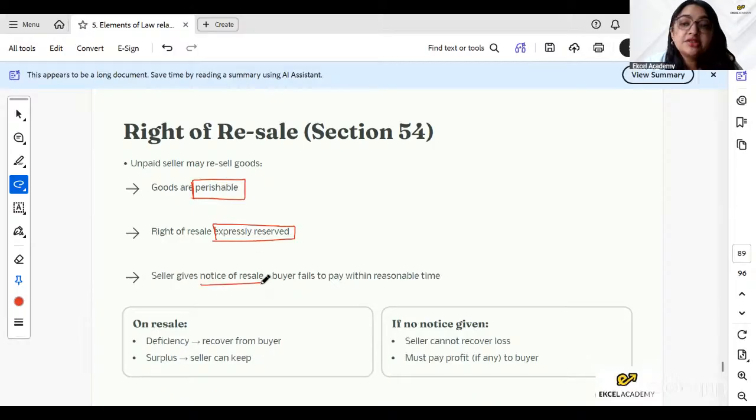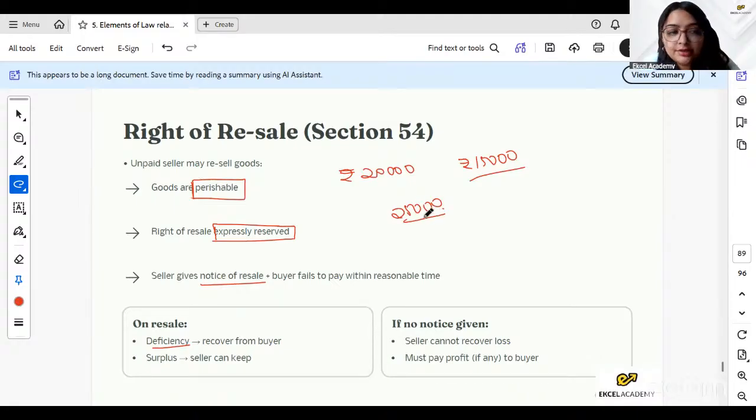Let's say, for example, it's a bigger object, a car, but the buyer has not paid. So you give a notice to the buyer saying we might put it up for resale, so please make the payment between so and so date. Now, what happens in resale if there's a deficiency? If the price was actually 20,000 but you have received only 15,000, then the remaining 5,000 you can ask from the buyer. But let's say I have sold it for 25,000, so the excess 5,000 I can keep with myself.